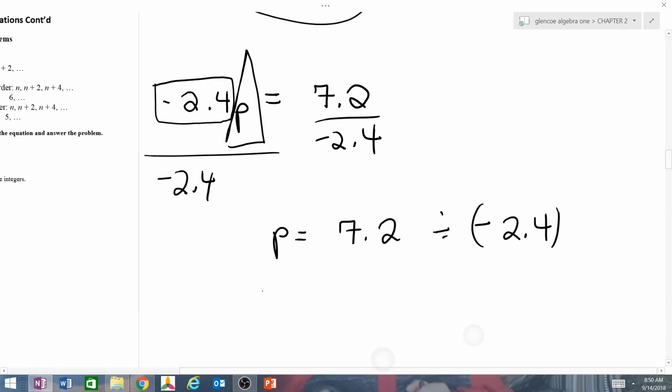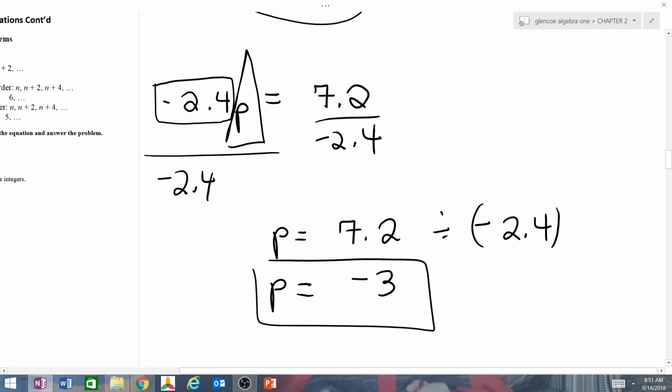Watch your negative signs. Don't lose them. And tell me what you get for an answer. What do you get? Negative 3. Is that correct? Okay. Does anyone have a question? Okay. Are you sure? I want you guys to look at your homework for this evening, please. So look at your homework packet for this evening.